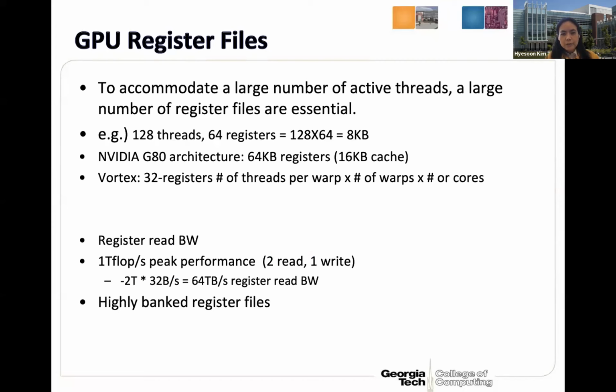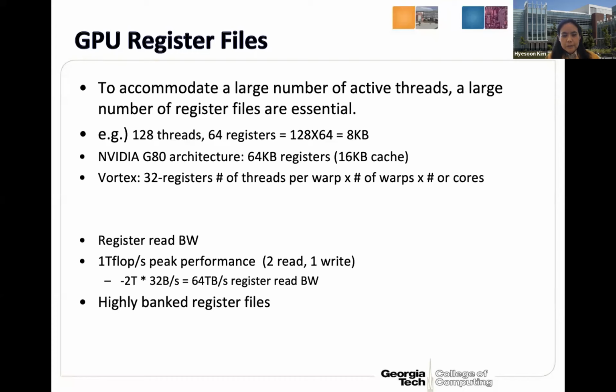In the Vortex, we are using the RISC-V ISA, so unlike the NVIDIA architecture, the per-thread register file is fixed because it comes from the RISC-V ISA. So 32 registers times the number of threads per warp, times the number of warps, times the number of cores will be the register file size.